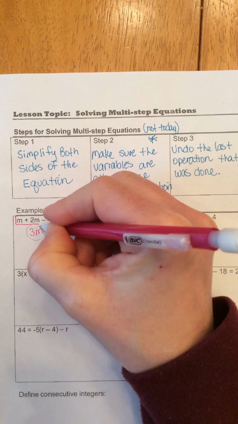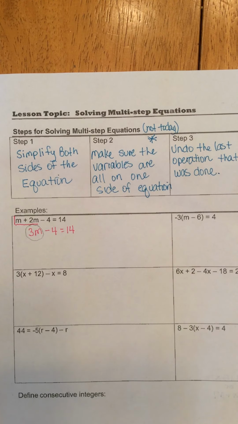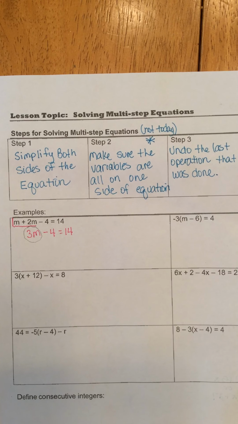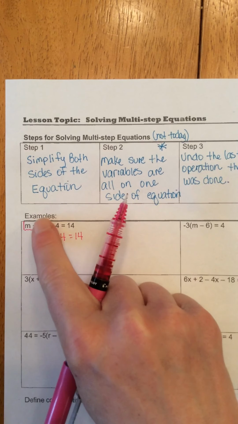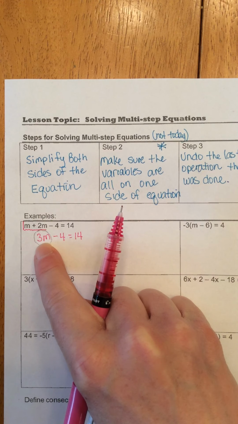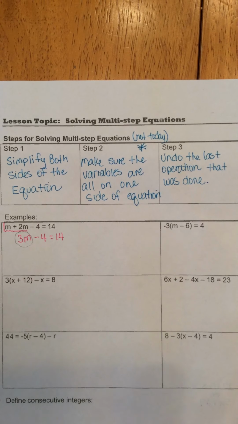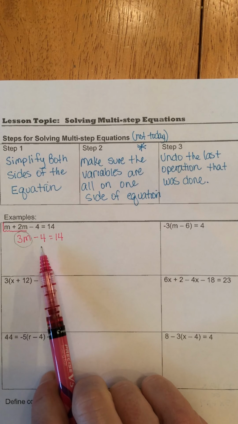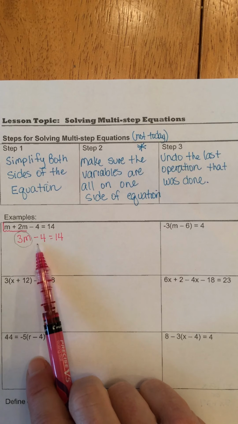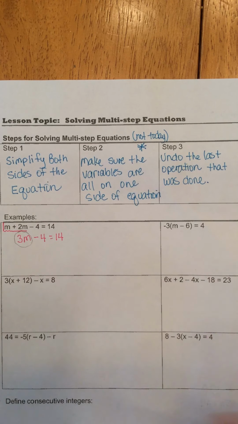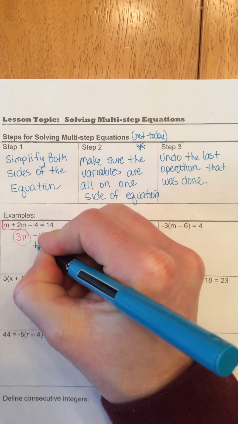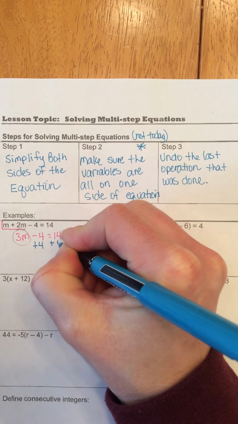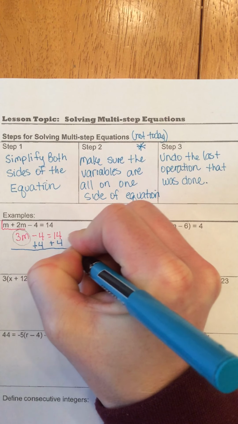And so sometimes it's helpful for us just to kind of identify, hey, this is my variable. That's what I'm trying to get alone. So we know what thing to do next. So I'm going to hop over step two. We already have my variables together on this side. I'm going to undo the last operation that was done. So thinking order of operations, PEMDAS, the last operation that's done is the subtract 4. So I'm going to undo subtract 4 by adding 4 to both sides of the equation.